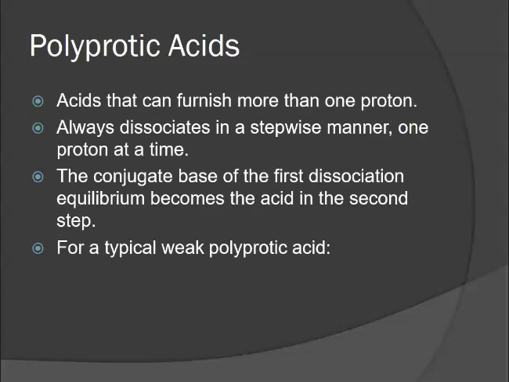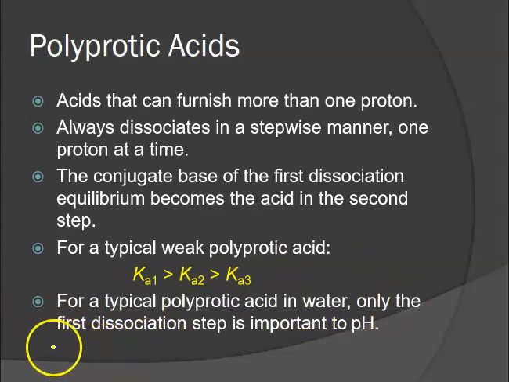All right, this is what I was kind of blurting out a little bit earlier. For a typical weak polyprotic acid, the Ka value of the first one is going to be the biggest, and then they get smaller and smaller as you go. So it's less and less willing to cough up those protons as they come off. Even on sulfuric acid, which is a strong polyprotic acid, we only care about that first one. So it's only the first dissociation step that is important to the pH. The subsequent steps are truly negligible, even on something like H2SO4.